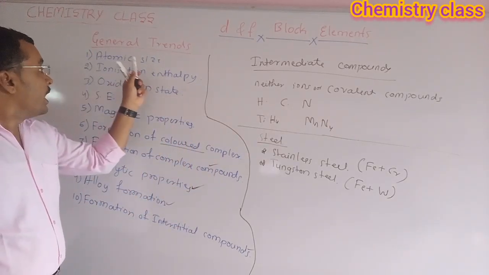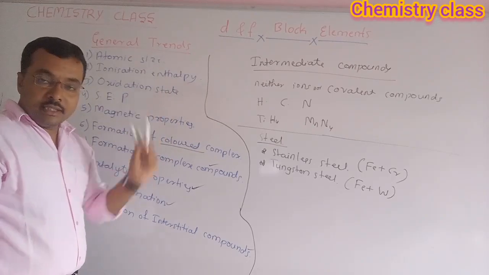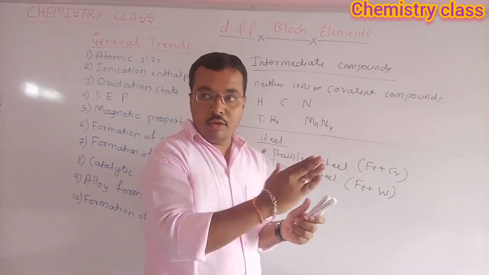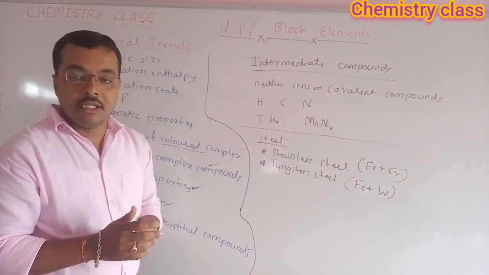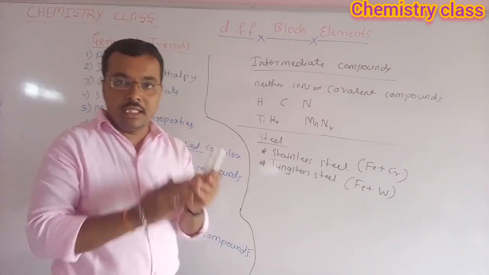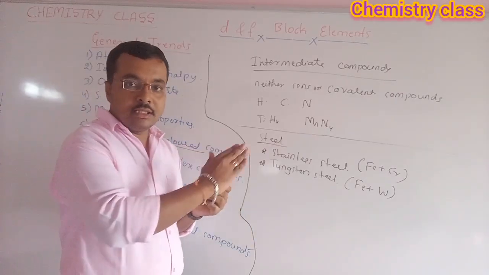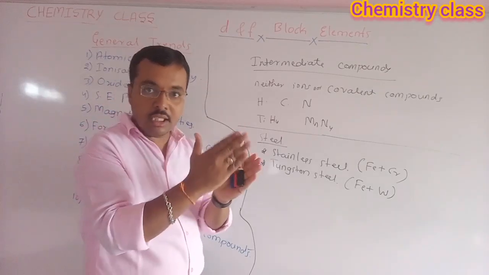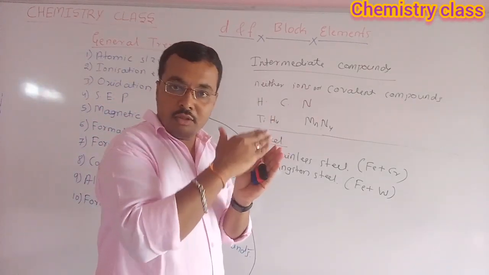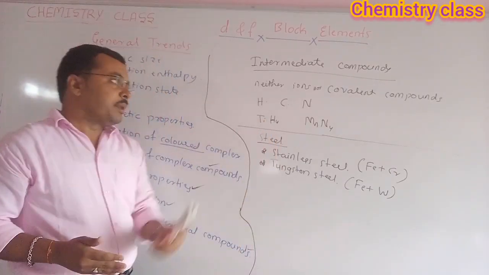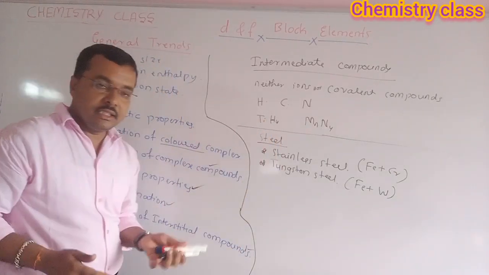First one is the atomic size or ionic size. The atomic size should decrease from left to right. But in the D series of elements, there is a slight change in the atomic radius. Initially it decreases, in the middle it remains constant, and at the end it increases. There is a slight change in the atomic size of the D series of elements.